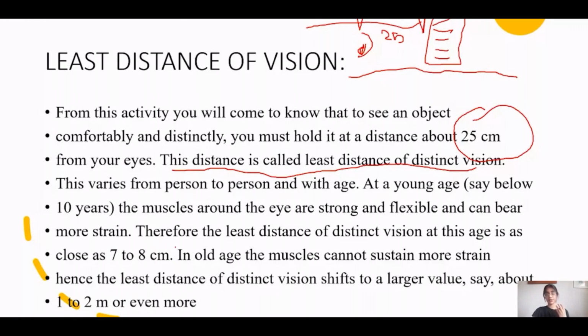And in old age, you see that old people have to strain a lot. They have to put a lot of strain on the eye muscles to be able to see the content or the image of any object that they are holding around them very clearly. This is because the muscles around your eye, we will discuss the structure of the eye later, become very weak and they are not able to put that much strain on an object, and hence their least distance of vision keeps increasing. So it can even go up to 1 to even 2 meters. That is a very, very long distance. So that is what you have to remember as of now for least distance of vision.